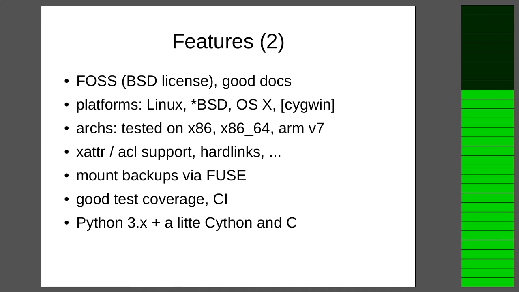Free and open software, platform support is quite good. We support multiple architectures. It's not only x86, it's also on ARM, and it maybe also runs on other platforms. You can have extended attributes and ACLs on your file system. It has support for hard links and basically everything you can think of. There's also quite good test coverage, and we use a continuous integration system, and everything is based on Python 3 and a little bit of Cython and C for better speed. But about 90% is in Python.